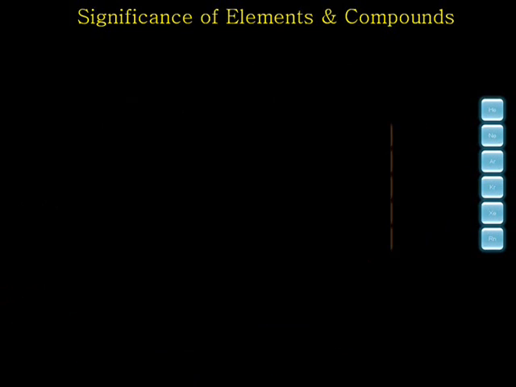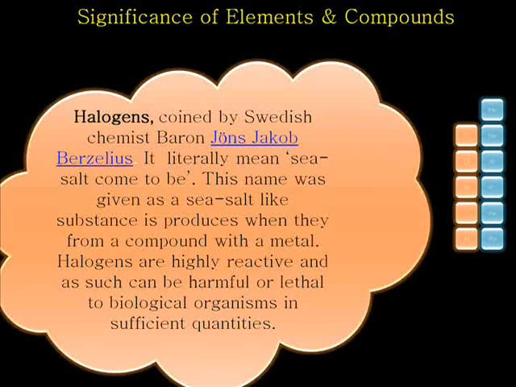Moving on, we have fluorine, chlorine, bromine, iodine and astatine, also known as halogens. This term was coined by the Swedish chemist Baron Jöns Jacob Berzelius. Its literal translation means sea salt come to be. This is because a sea salt-like substance is produced when halogens form a compound with a metal. Halogens are highly reactive and as such can be harmful to biological organisms in sufficient quantities.